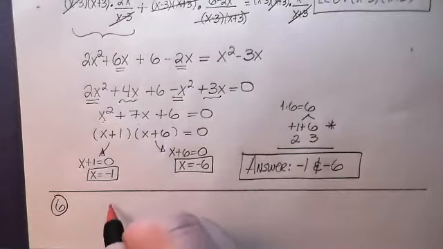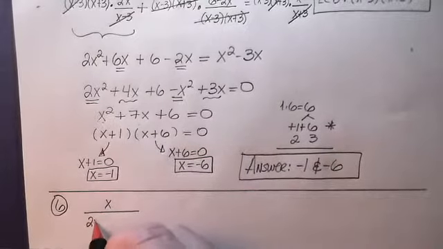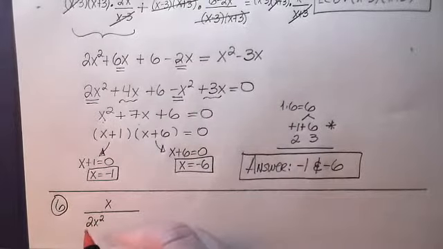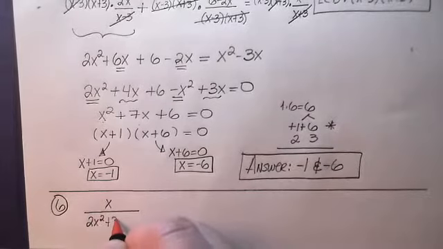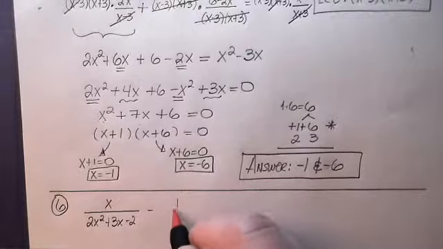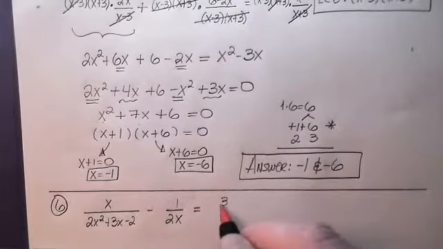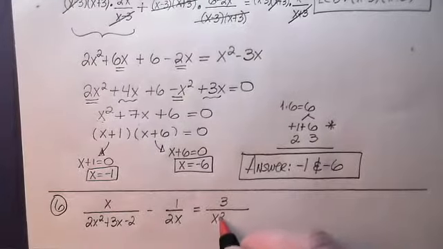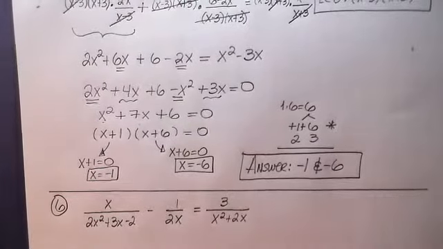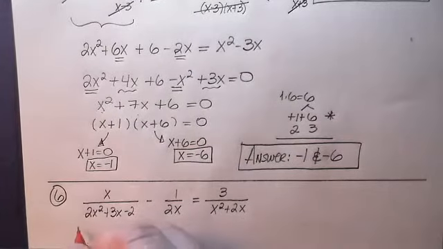Example number 6 is x over 2x squared plus 3x minus 2, minus 1 over 2x, equals 3x squared plus 2x. Alright, very well. First order of business is, let's go ahead and factor these guys.